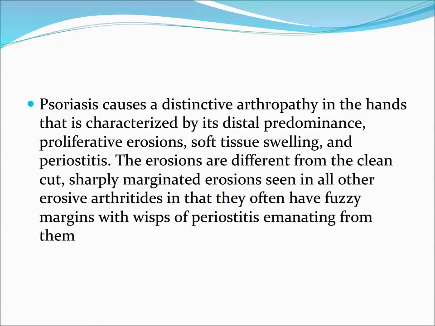Psoriasis causes a distinctive arthropathy in the hands that is characterized by its distal predominance, proliferative erosions, soft tissue swelling, and periostitis. The erosions are different from the clean-cut, sharply marginated erosions seen in all other erosive arthritides in that they often have fuzzy margins with wisps of periostitis emanating from them.